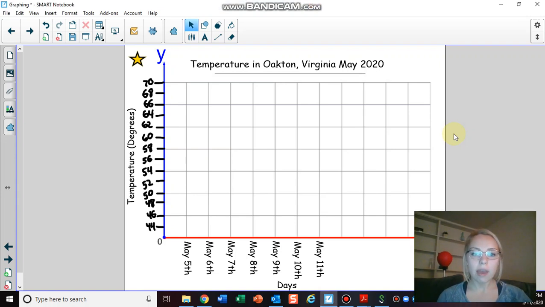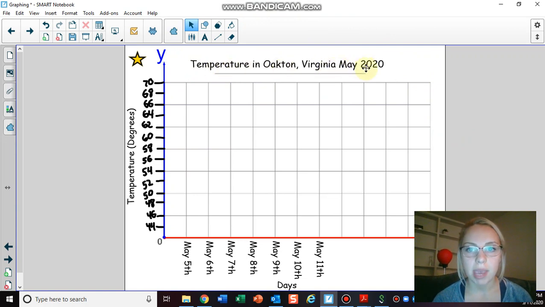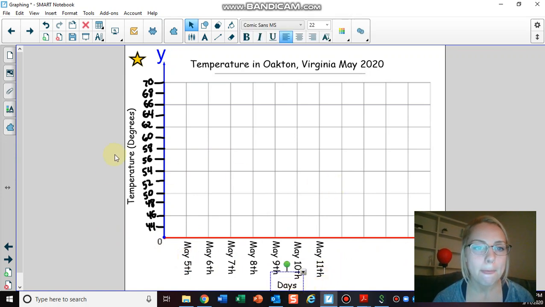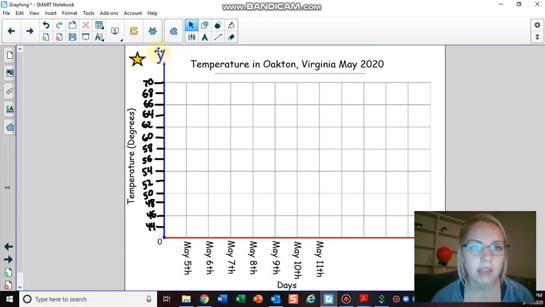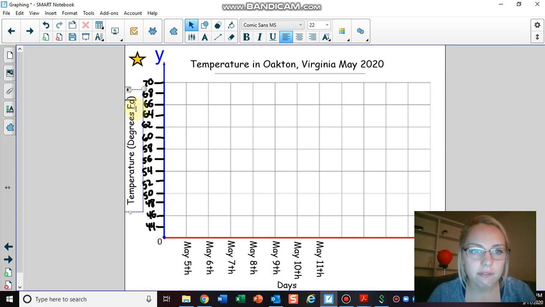Okay, so now that we have labeled our graph, we have the title here, temperature in Oakton, Virginia, May 2020. We have labeled the x-axis with our red arrow and our red x. We've put our dates, May 5th through May 11th, and labeled it days, okay? Along our y-axis, which of course goes up and down, we have our blue arrow and we labeled it with our blue y. We have our numbers that go from 44 to 70, which represent, right here what I'm highlighting, temperature in degrees. And we can also say degrees Fahrenheit.